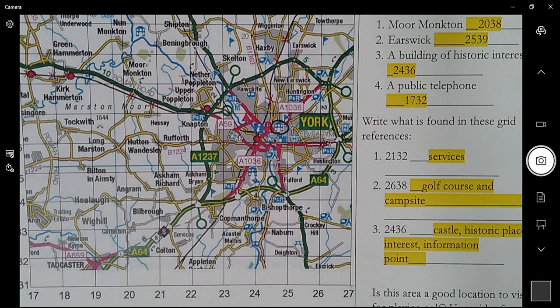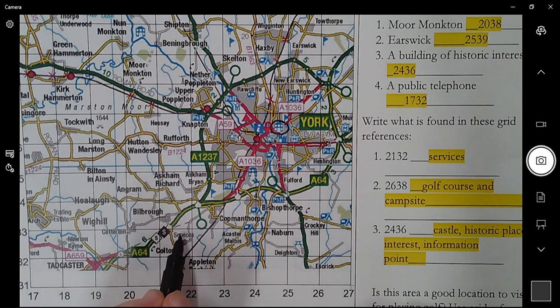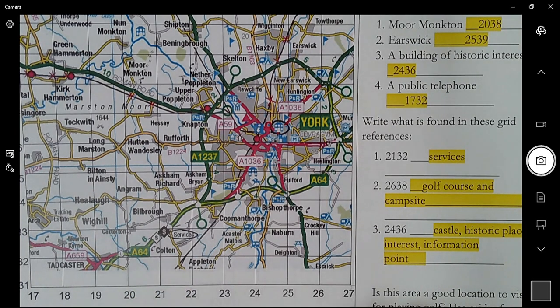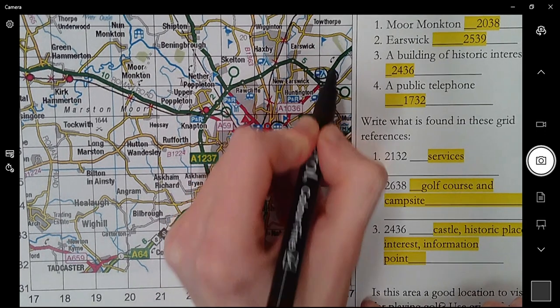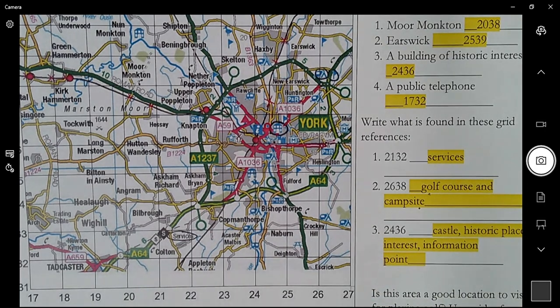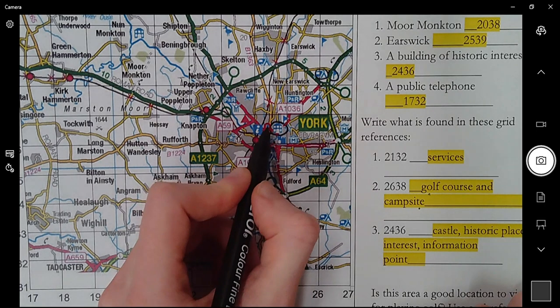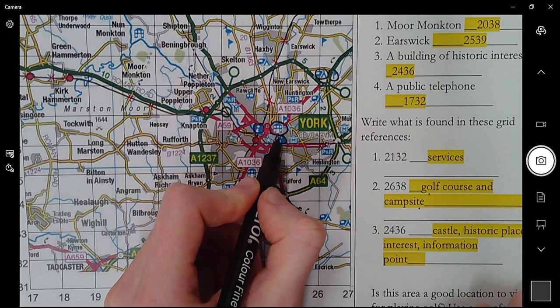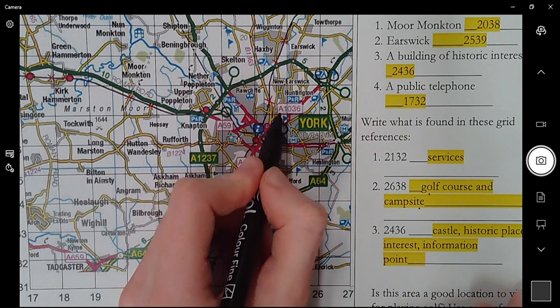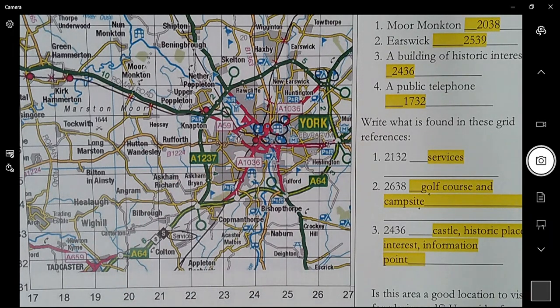Okay, the second part then, you need to do the opposite. You need to find what was found in these grid references. So in 2132, I found services. In 2638, I found a campsite and a golf course. And in 2436, which is here, I found a place of historic interest, I found a castle, and I found a tourist information point. And there's even a golf course as well. Plenty in that final one.